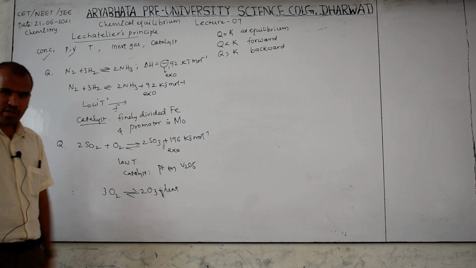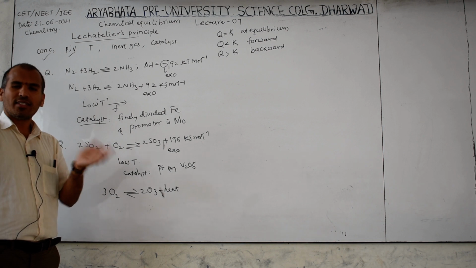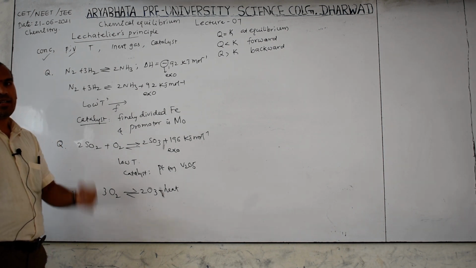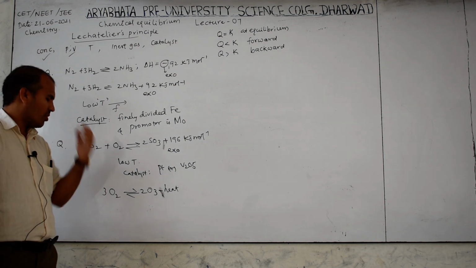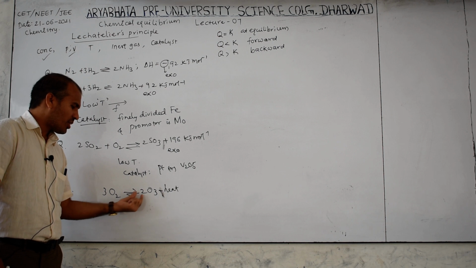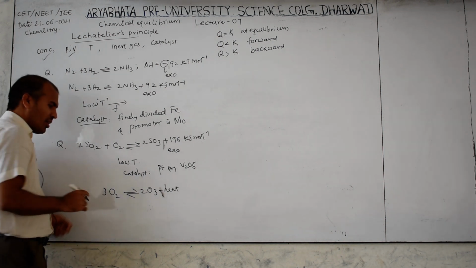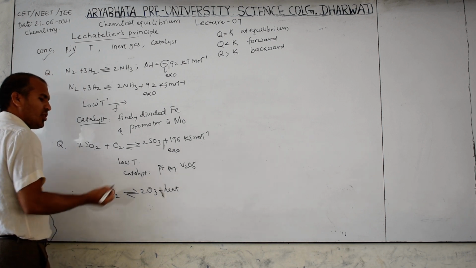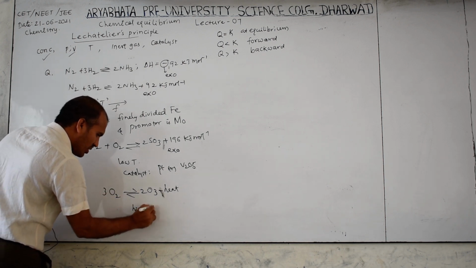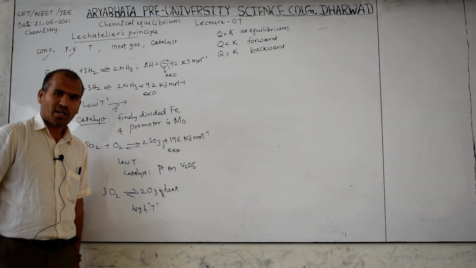So what is the favorable condition for this reaction to form ozone? Just revise that second year concept, ozone preparation. Silent electrical discharge is used to prepare O3. Here heat is required. Therefore, this is an endothermic reaction. Endothermic reaction means high temperature is used. So this type of question will be asked.